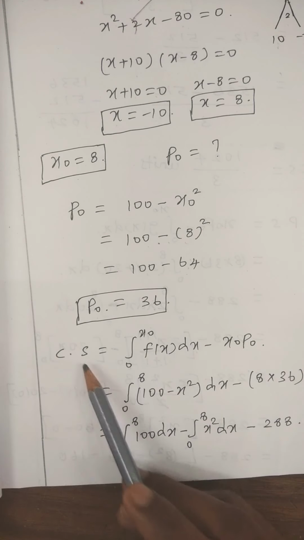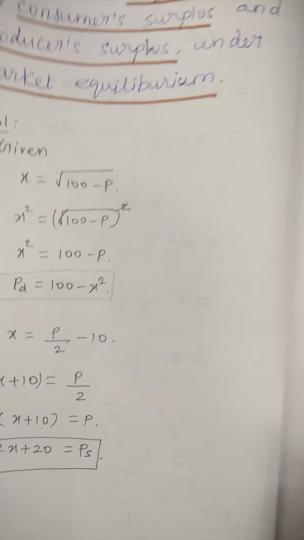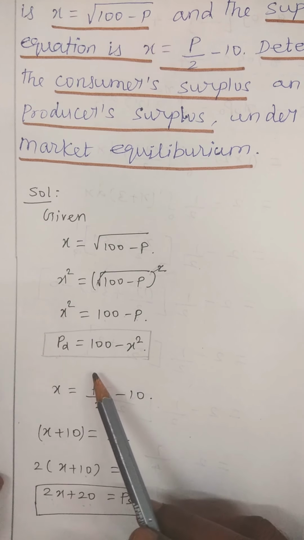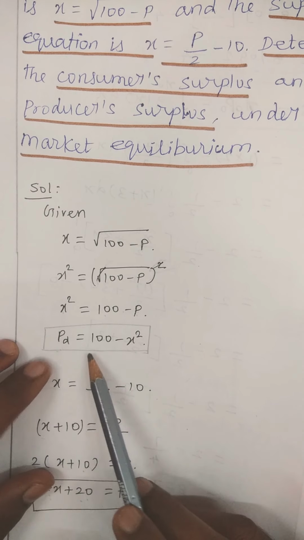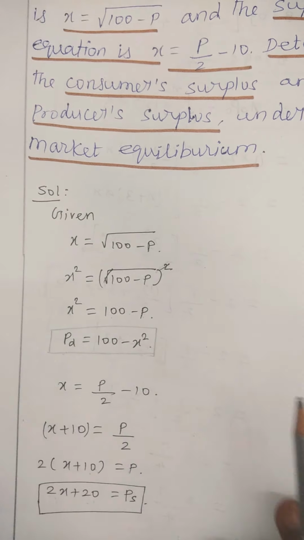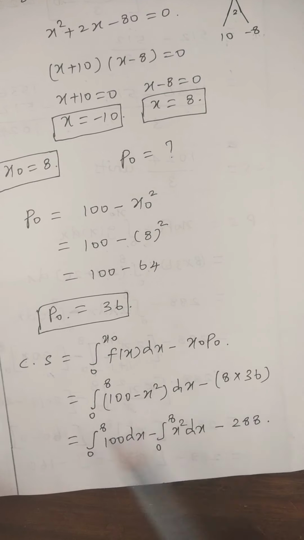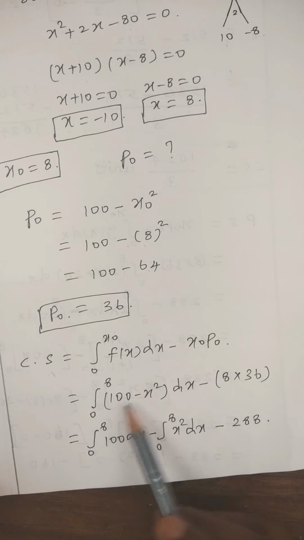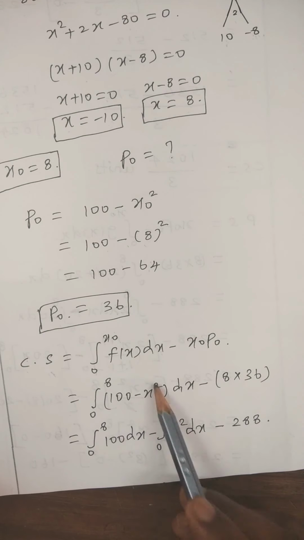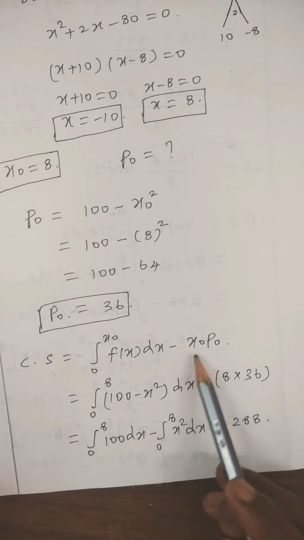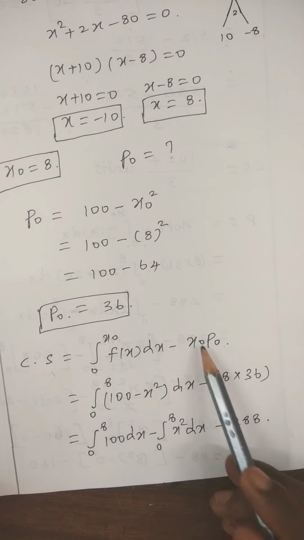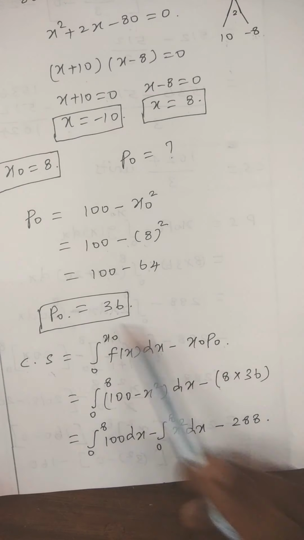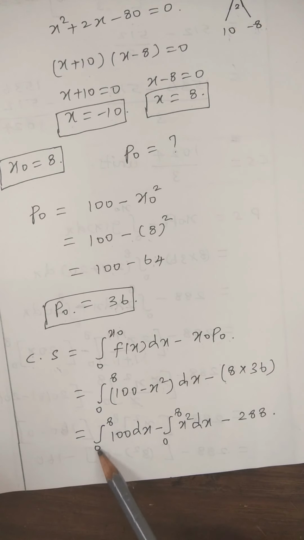For consumer surplus we use only the demand function. This is the f of x. So it equals integral 0 to 8 of (100 minus x square) dx minus x naught into p naught. What is x naught here? 8. What is p naught? 36. So it equals integral 0 to 8.